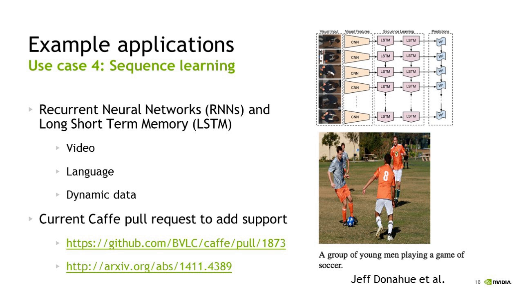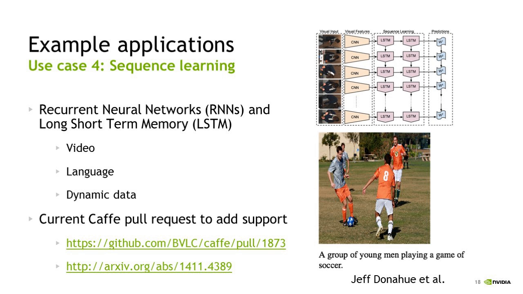There's a great deal of interest currently in the deep learning research community in sequence learning. That is data which has a temporal component, where the sequential changes in the data provide additional information that helps you classify the data or predict what the next thing you will see is. There is a pull request to add support to Caffe for recurrent neural networks and long short-term memory networks, which are two popular approaches to sequence learning, and this can be applied to video, language, or dynamic data.